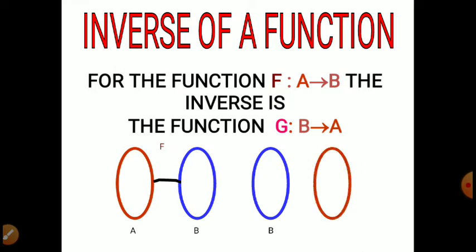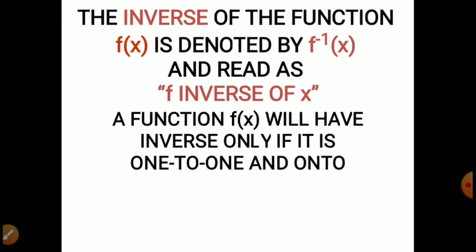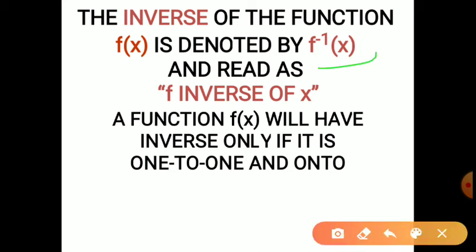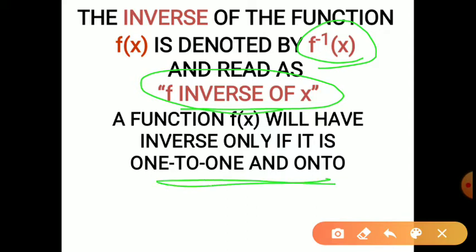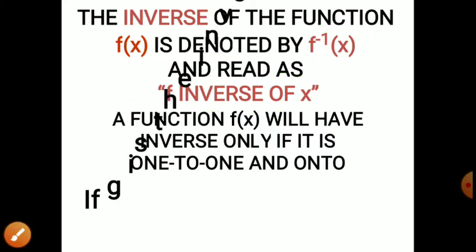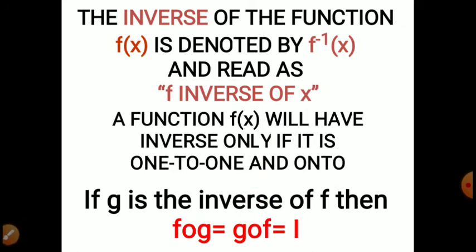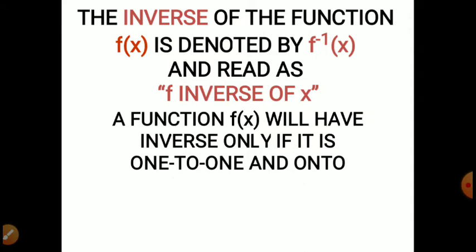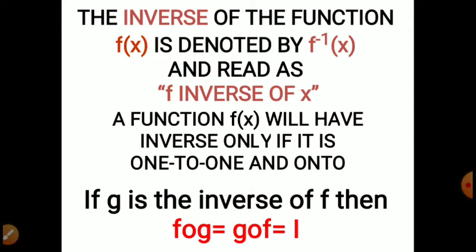And if f is a function given to you, the inverse of the function f of x is denoted by f inverse of x, and it is read as f inverse of x. A function f of x will have the inverse only if it is both one-one and onto, only then it is possible. So if g is the inverse of the function f, then, as you have already learned in the composition of functions, f circle g, fog, will be equal to gof. If it is, then that is possible here.